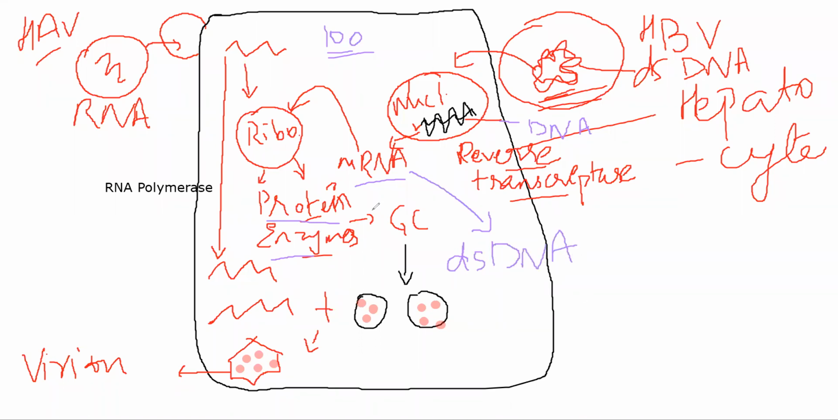Okay. So the same thing will happen again. Now viral proteins and viral enzymes that are packed through your Golgi complex will combine with this dsDNA, and it will make new virion. This virion will be HBV, which has a double stranded DNA molecule. Okay. I hope you guys are following.